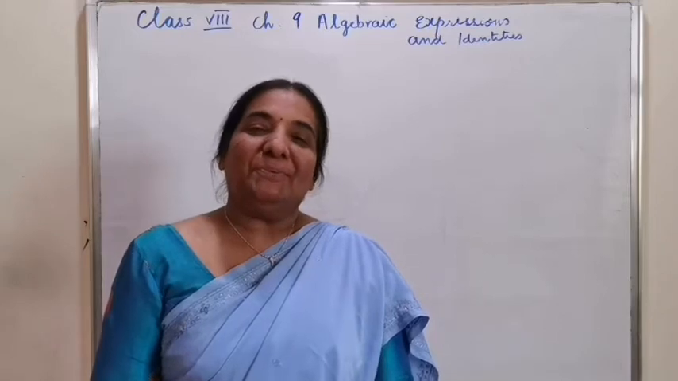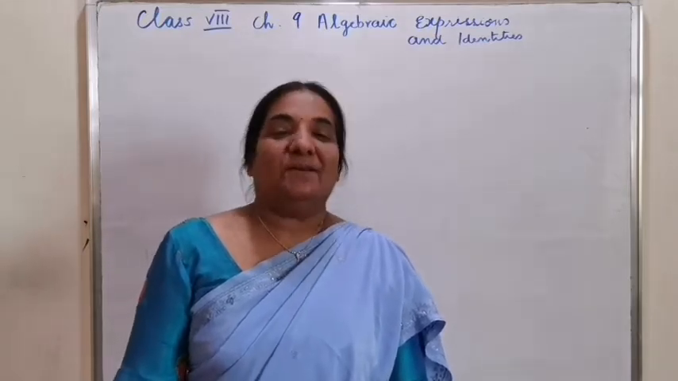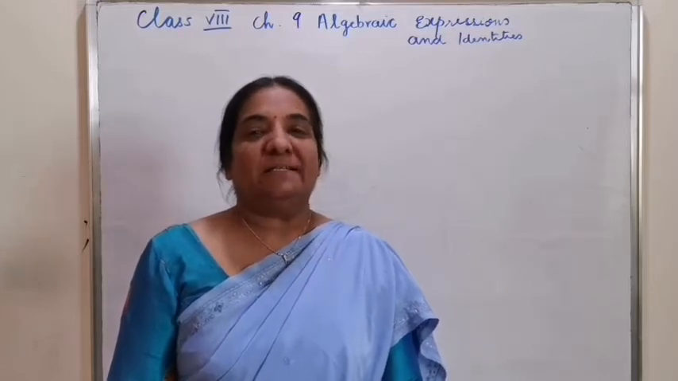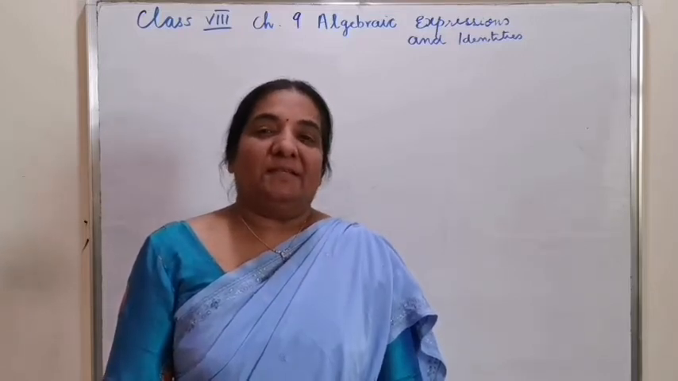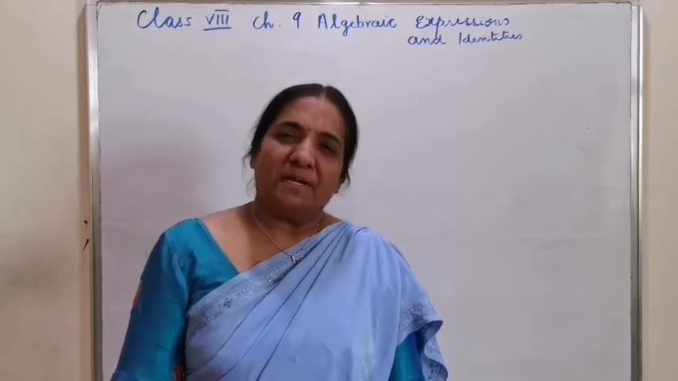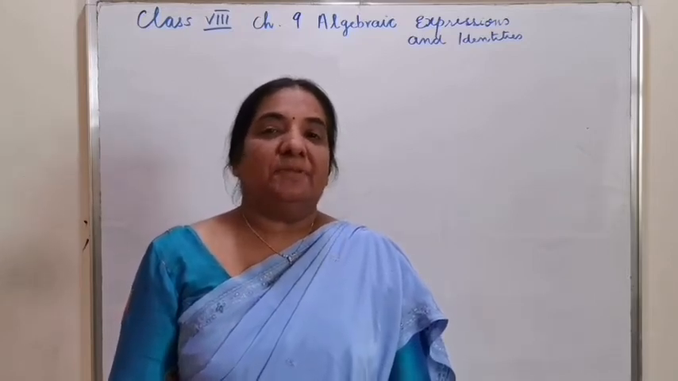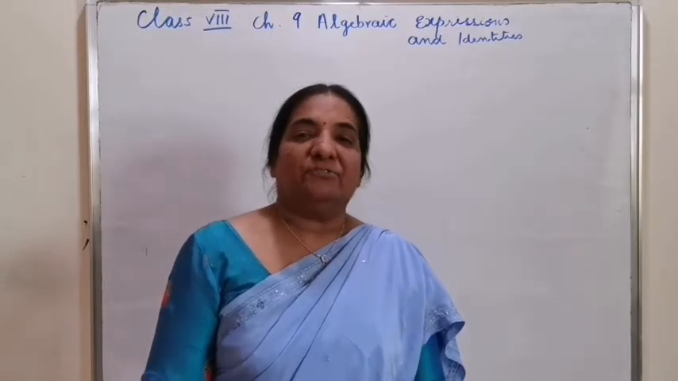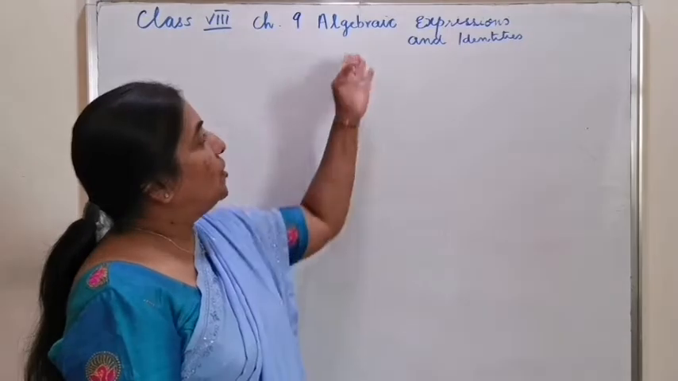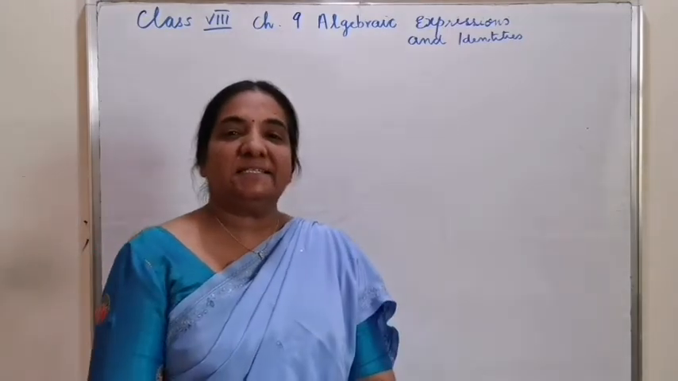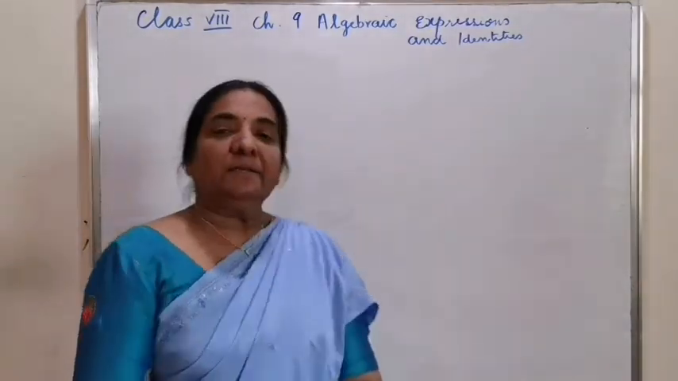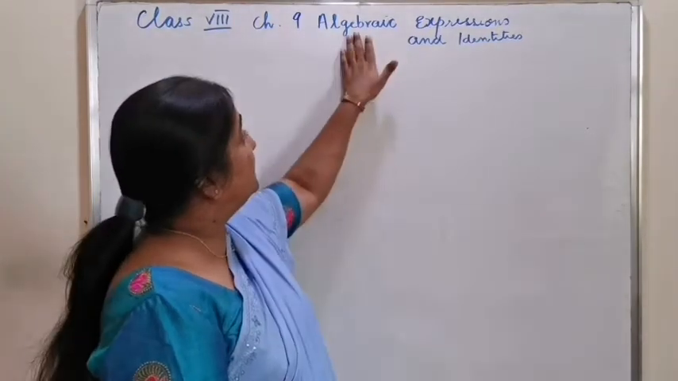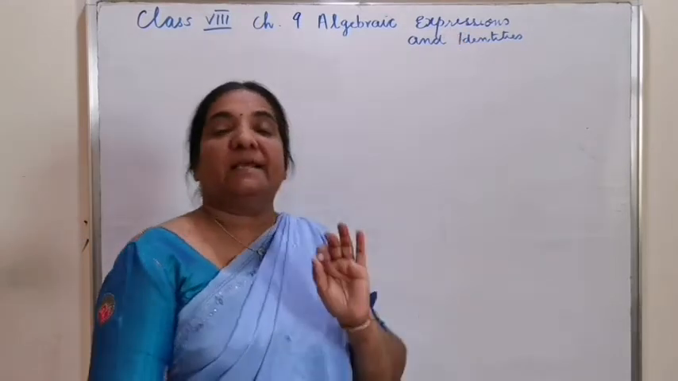In chapter 2, linear equations in one variable, we already started with the branch of mathematics, algebra. The branch of mathematics, algebra has great application in our real life. A continuation of that you can say as algebraic expressions and identities, chapter 9 in your textbook. And now, what is the meaning of an algebraic expression?